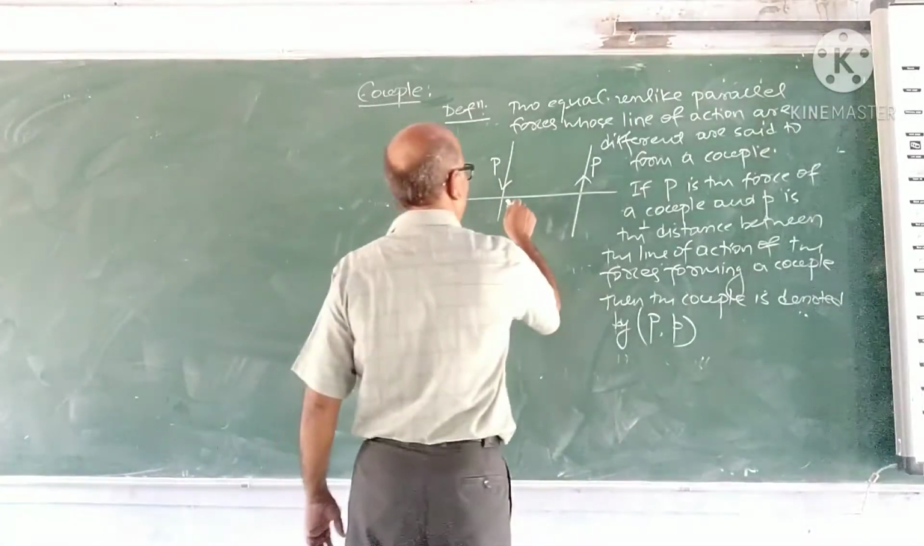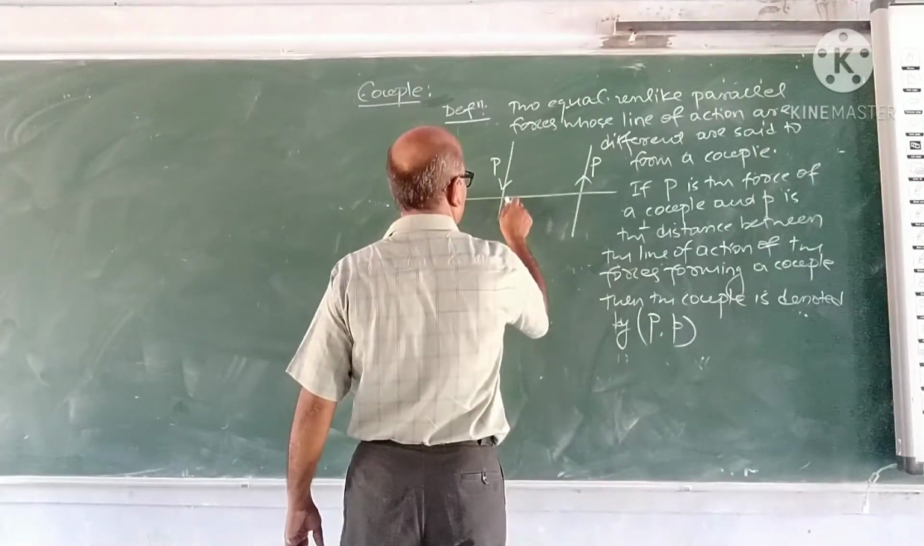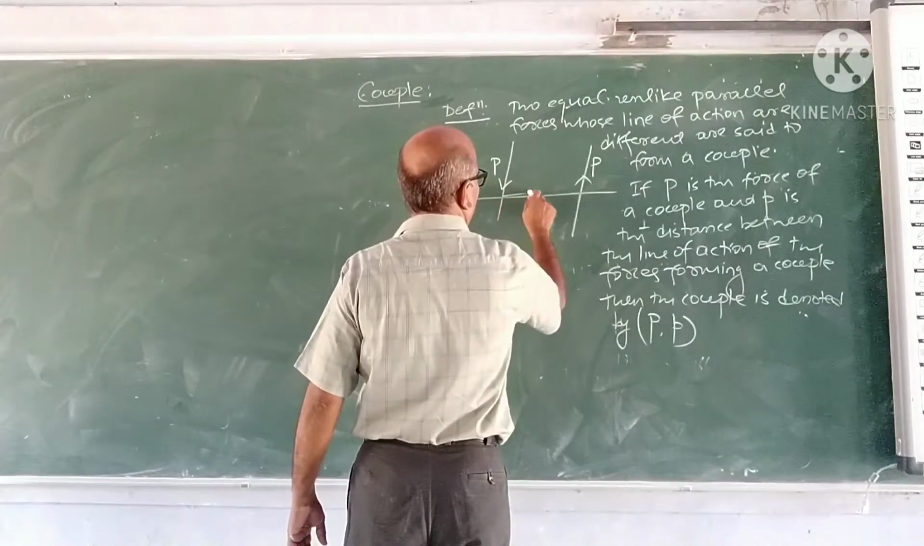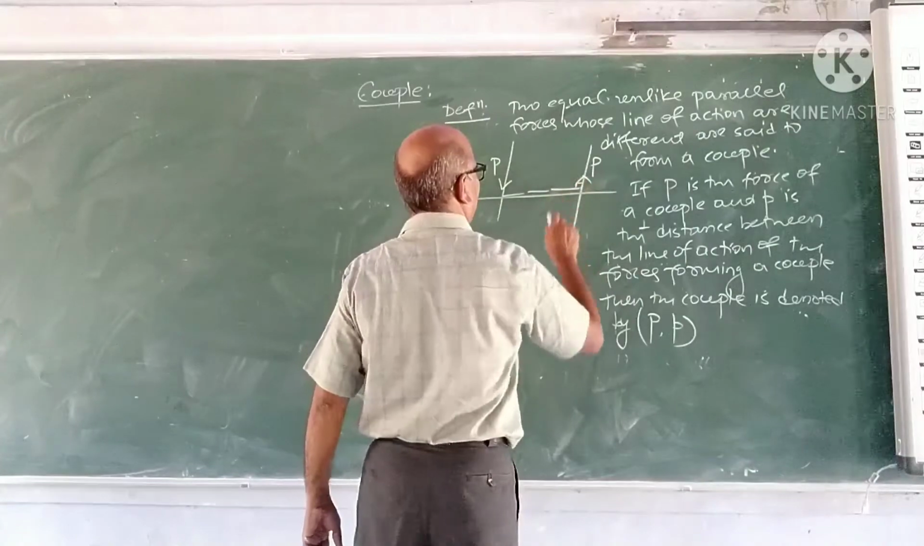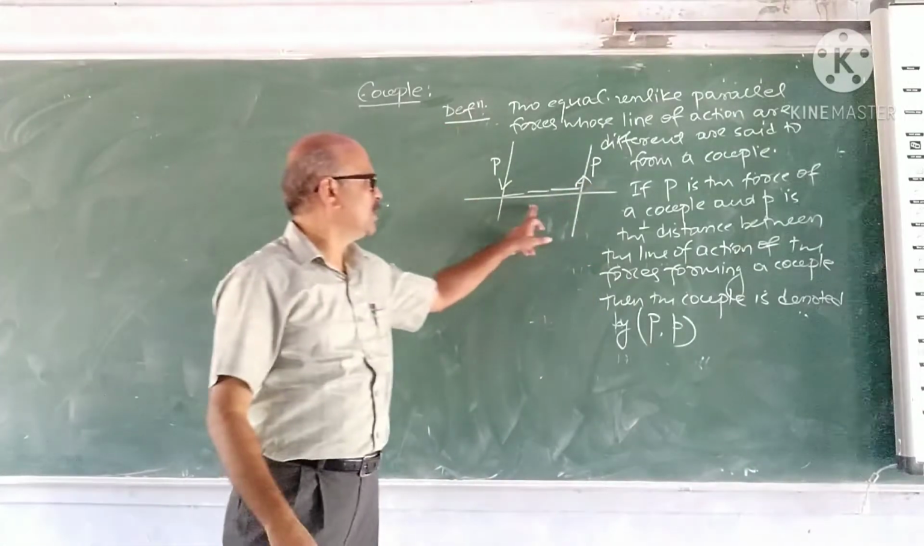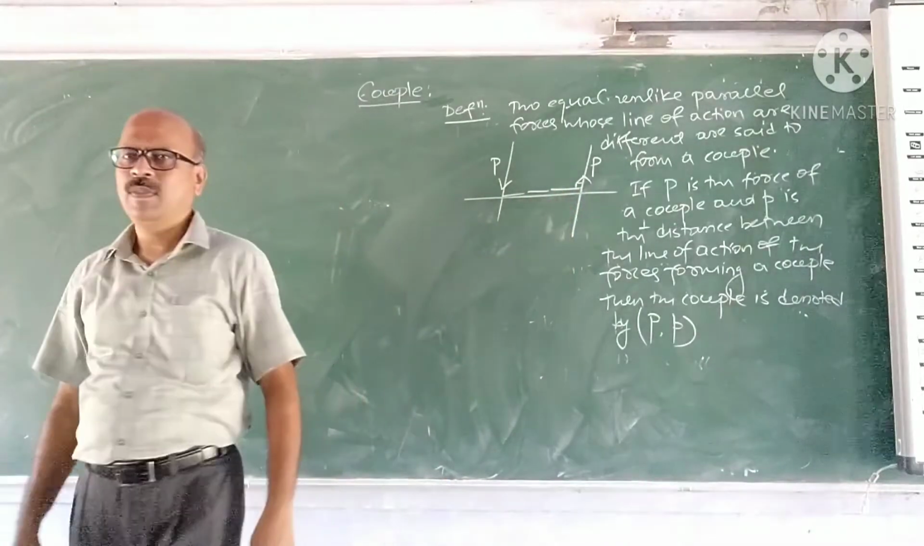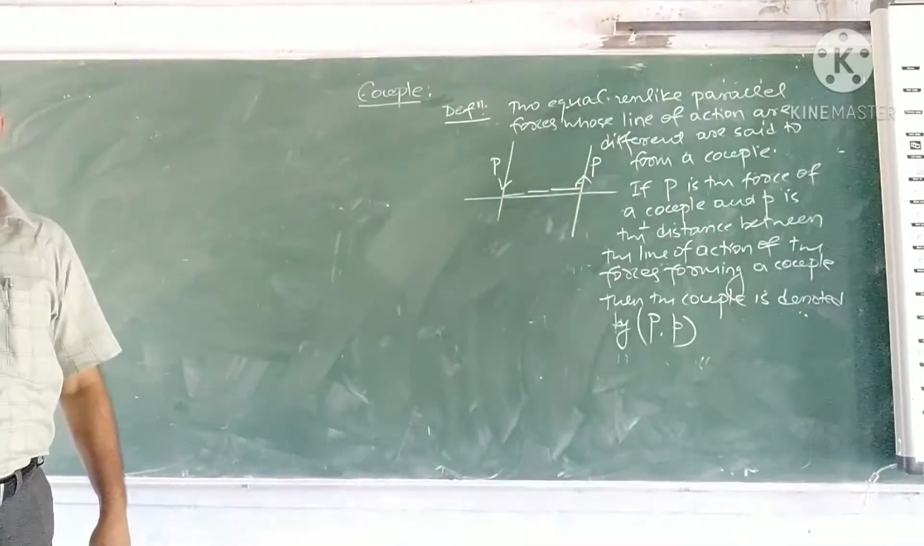Then you have to take the perpendicular distance. What is the perpendicular distance? If you draw the perpendicular like this, because this is not the perpendicular distance. Perpendicular distance is this. That is called the arm of the couple.